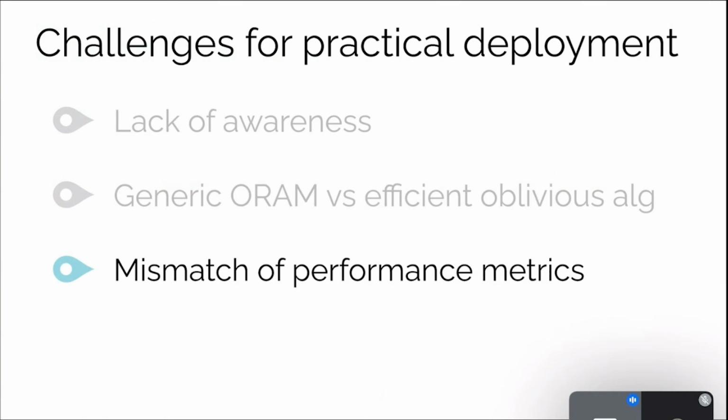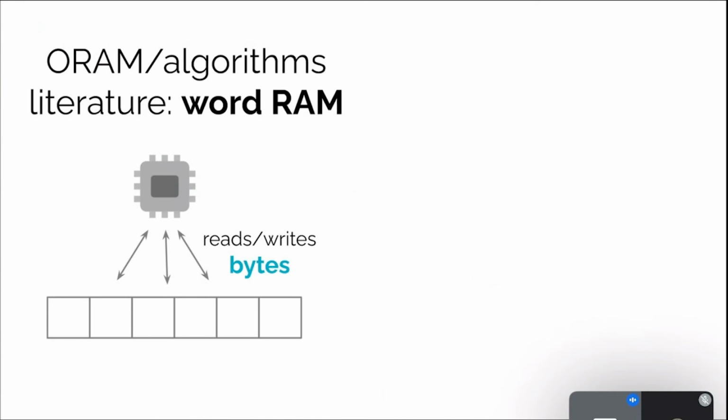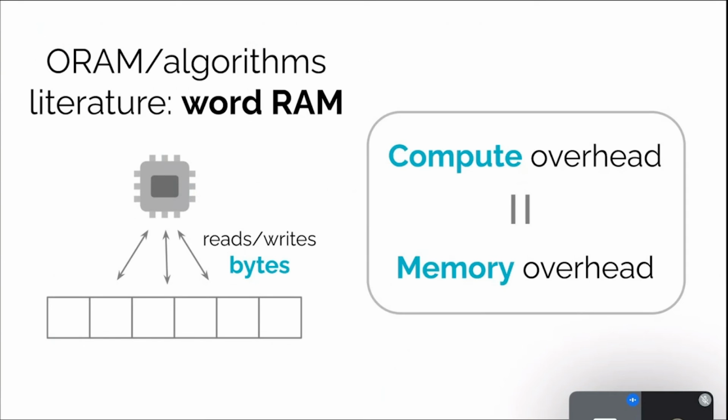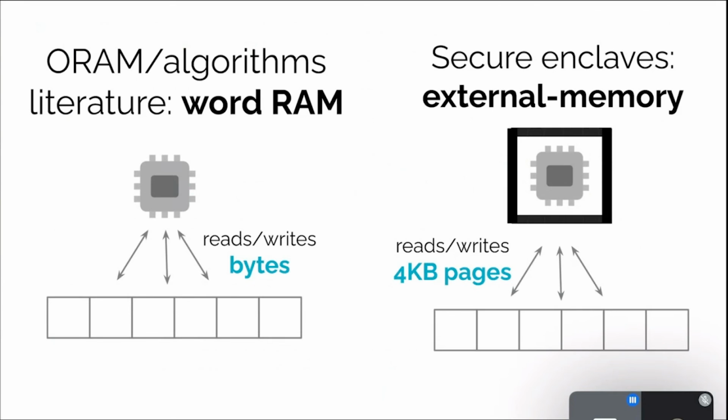A third challenge is that sometimes there's a mismatch of the performance metric. Let me explain: most of these algorithm papers are written assuming a simple word RAM model. In the algorithm literature, we don't differentiate between the computation overhead and the memory access overhead. But if you are going to deploy ORAM for architectures like Intel SGX, then you have to make this differentiation, because there a significant overhead comes from page swap.